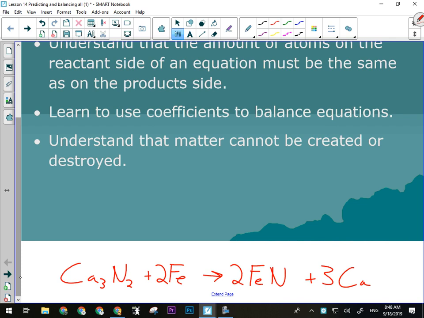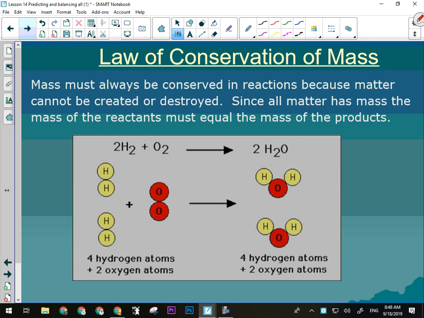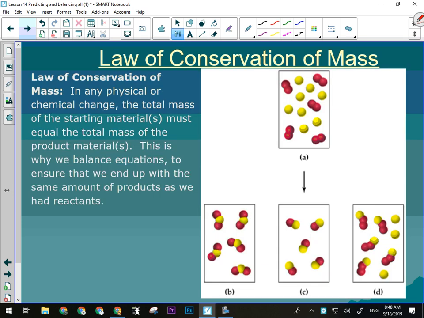Okay, all right. So in this reaction here, we have two hydrogen molecules reacting with one oxygen molecule to produce 2 molecules of water. But we have 4 atoms of hydrogen, 2 atoms of oxygen, and the same thing on the product side. So this is our reactants here. The top picture is our reactants. Which picture down below shows the law of conservation of mass being followed?